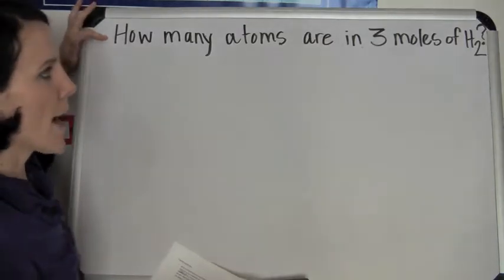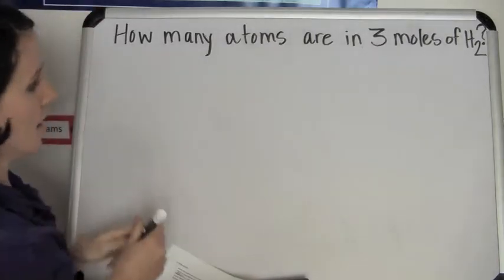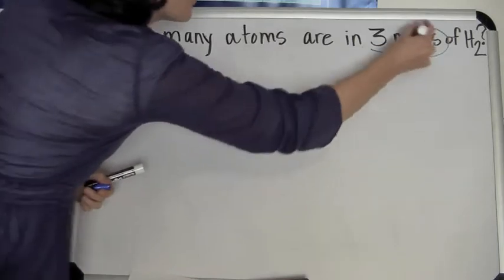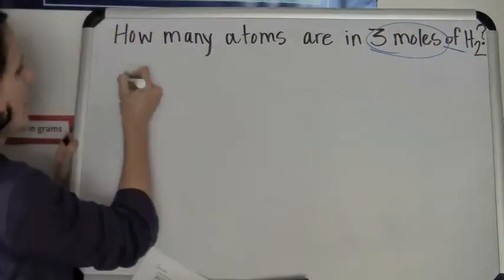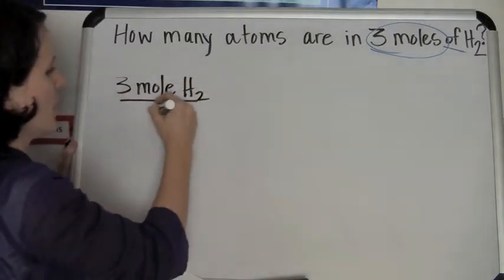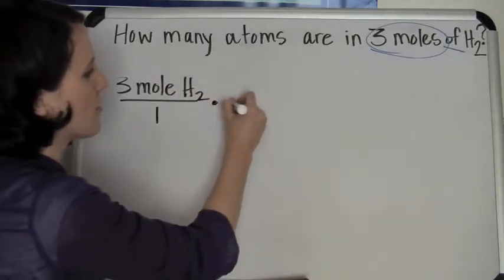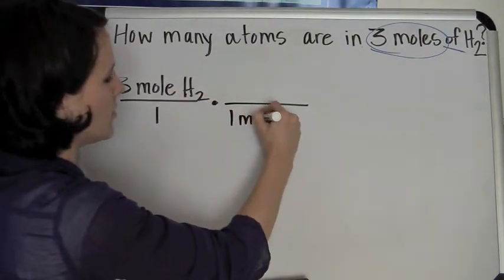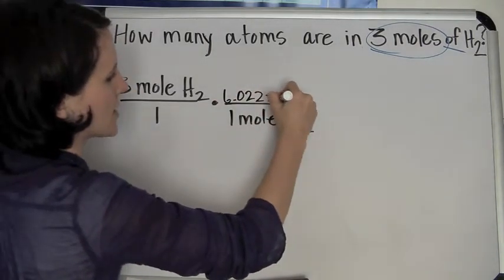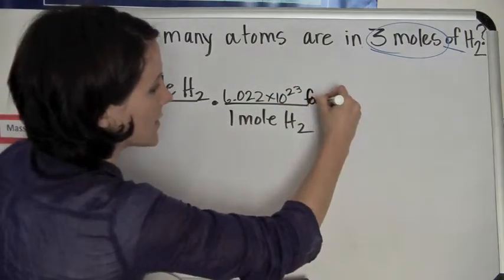Here's my question. How many atoms are in 3 moles of elemental hydrogen, or H2? Whenever you get a problem like this, you first want to start with what they give you, which is 3 moles of H2. It's asking for atoms, so I know that I need to use my ratio. In 1 mole of H2, I have 6.022 times 10 to the 23rd, I use Avogadro's number, of formula units.